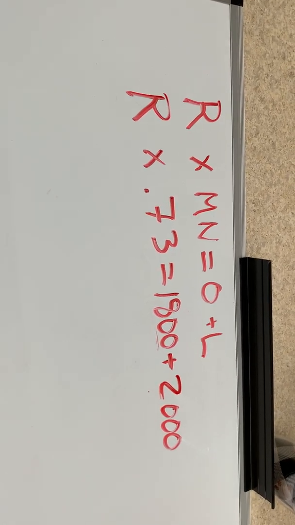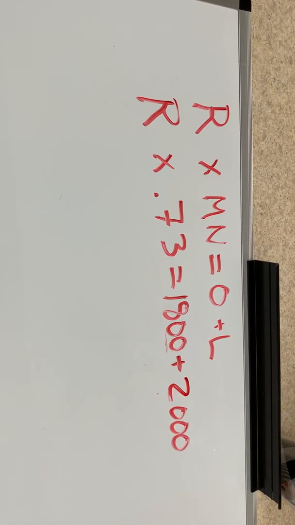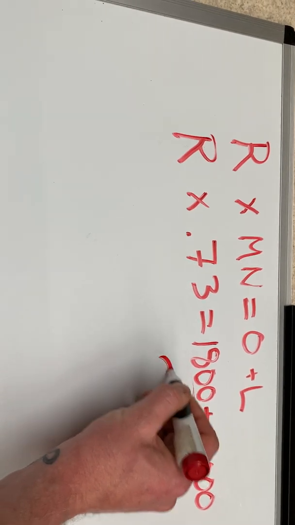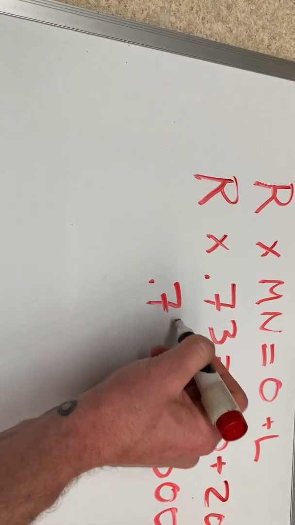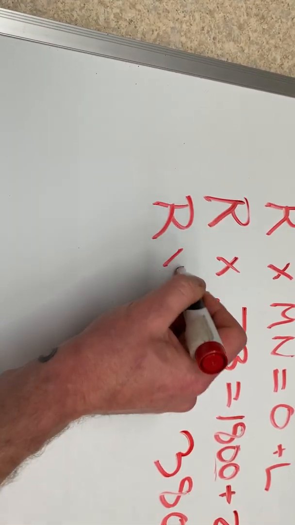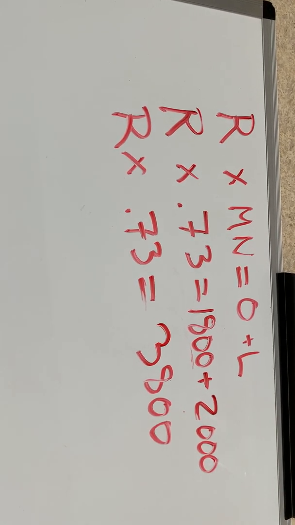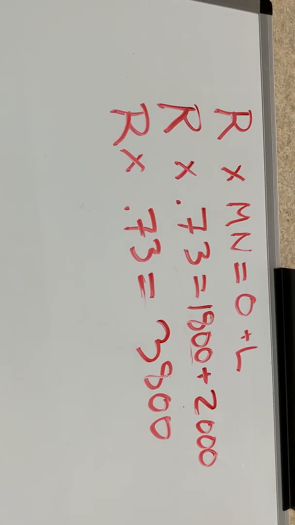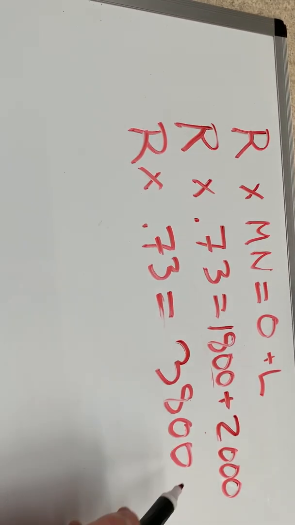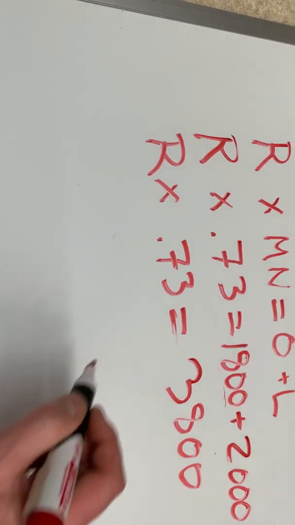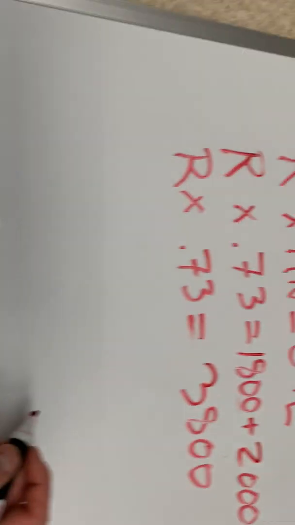Okay, so now we're going to calculate this out. 1,800 plus 2,000 is 3,800, right? So we can write 3,800 up here. Equals, once again, write these parts down. They are still there in our equation. They have not moved yet. R times 0.73 equals 3,800, okay? And now we want to move our 0.73 from this side of the equation over to this side so that all we see is R equals something. How do we do that?